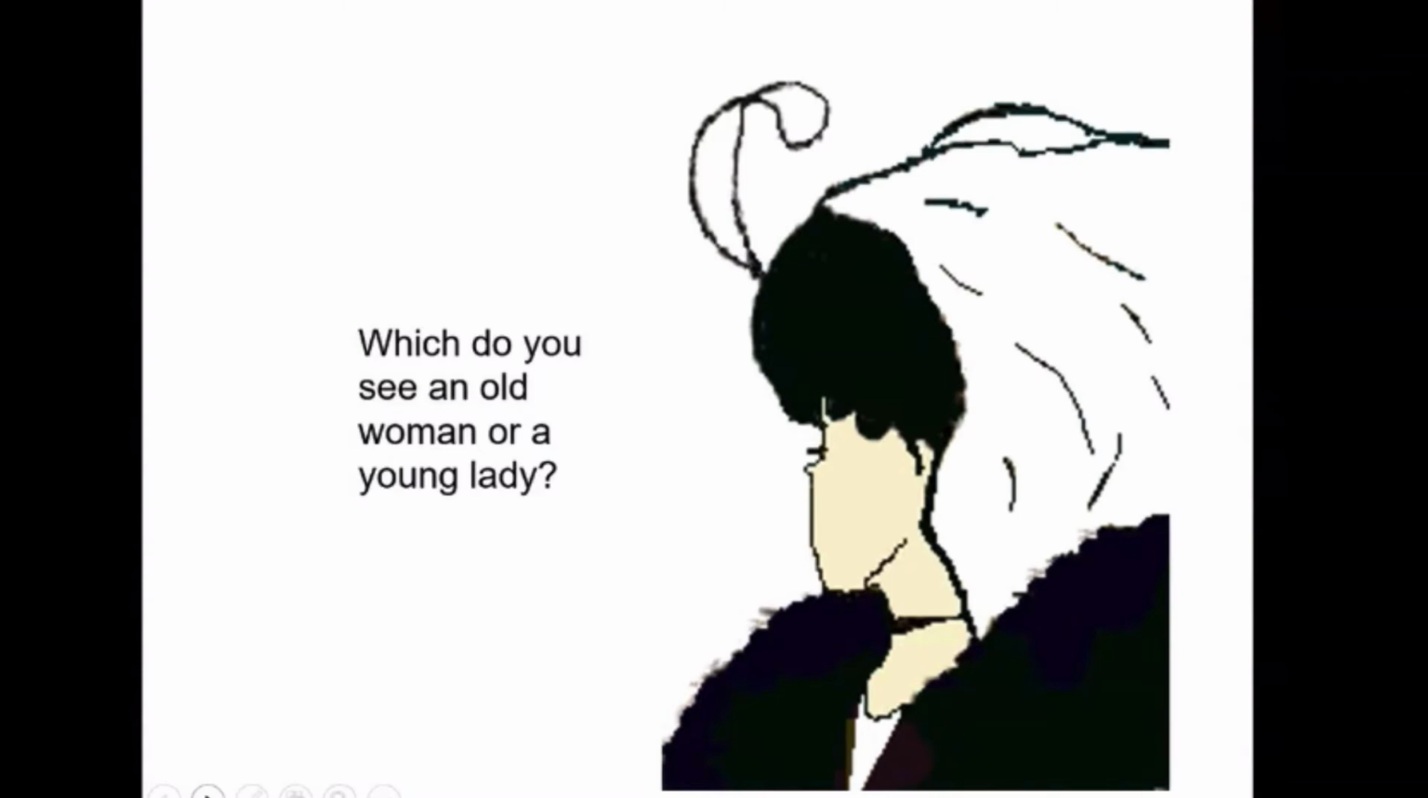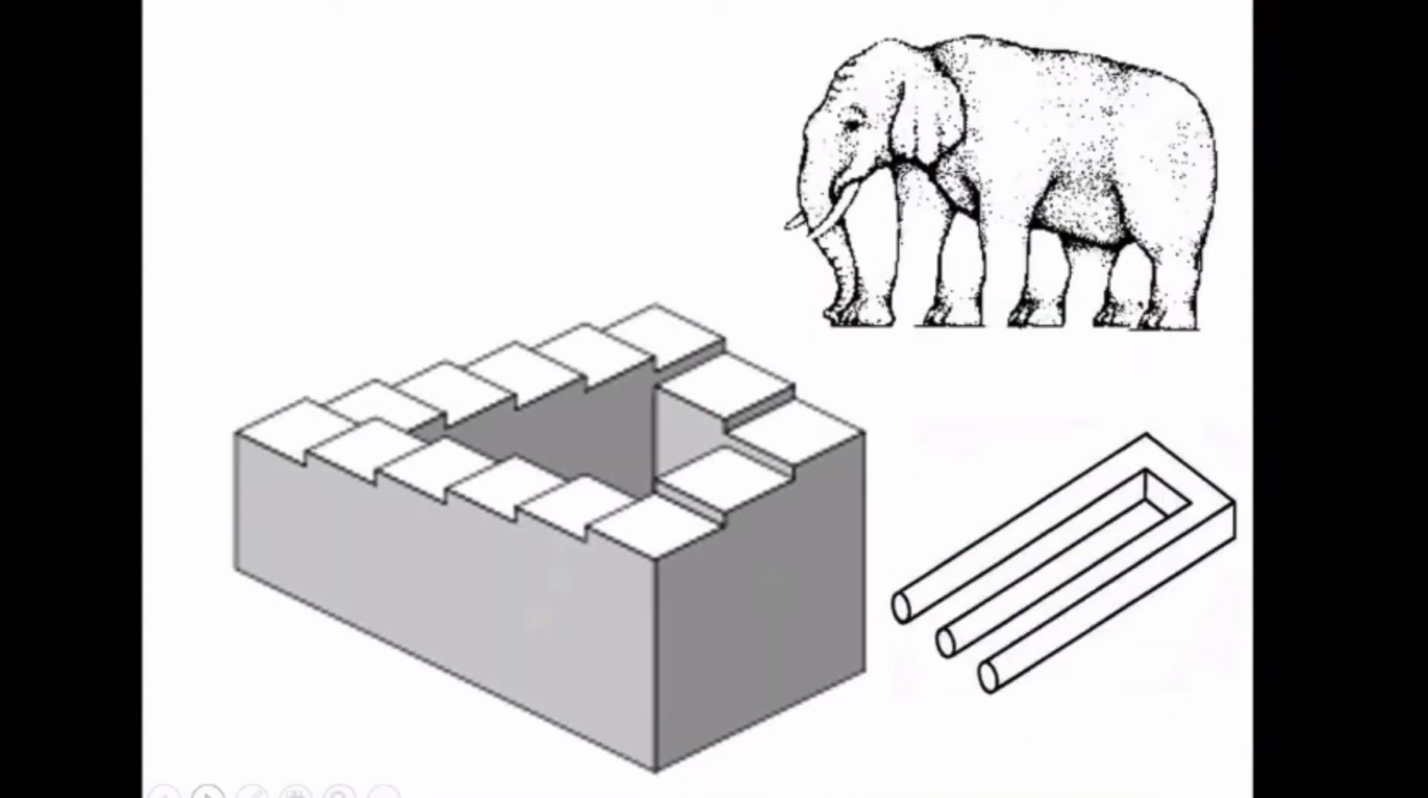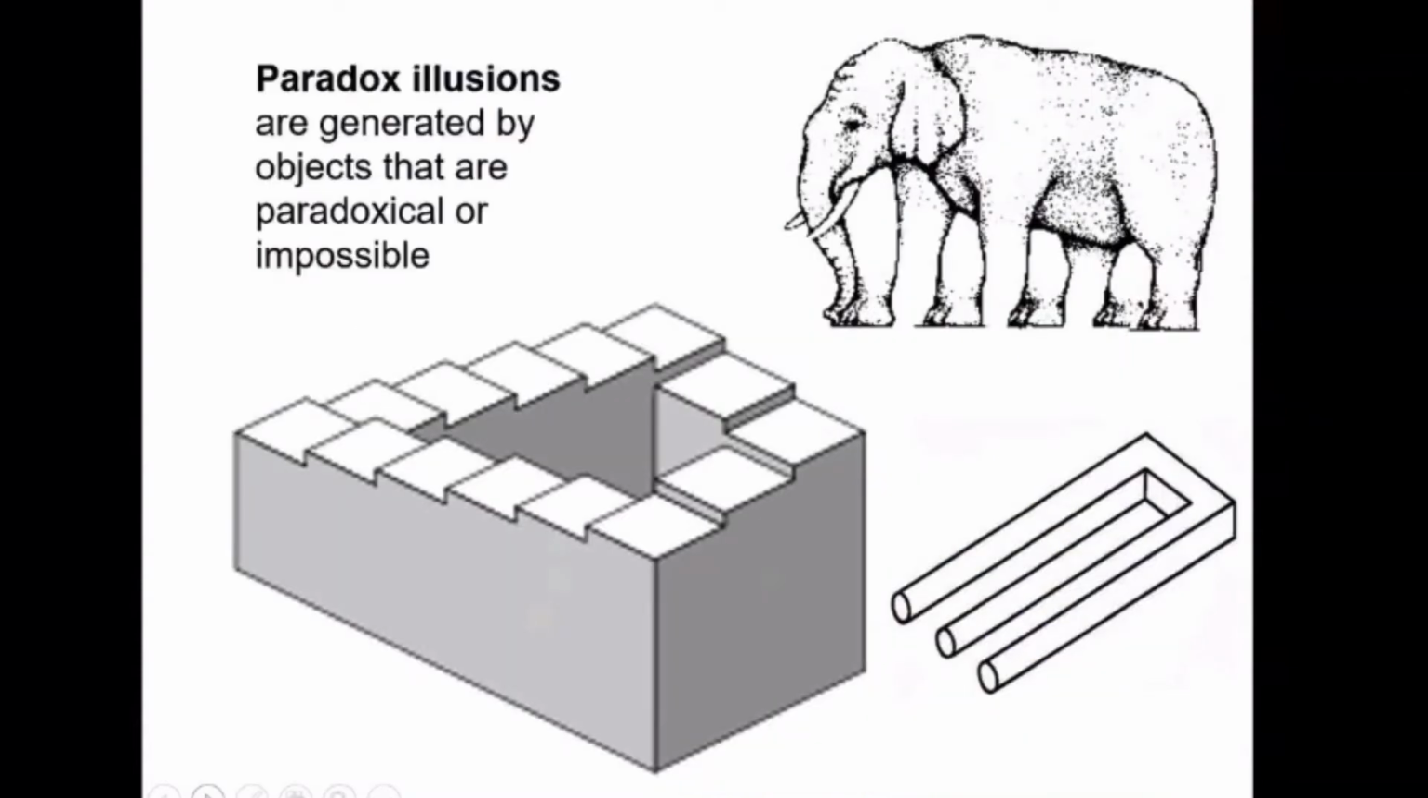These illusions are going to be paradox illusions, and that's because they're paradoxical or impossible illusions. So with the stairs, are you always going up, up, up in a circle, or are you always going down, down, down? How many legs does the elephant really have and the tuning fork have?